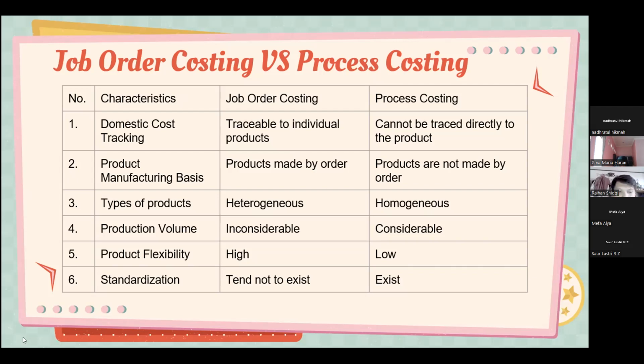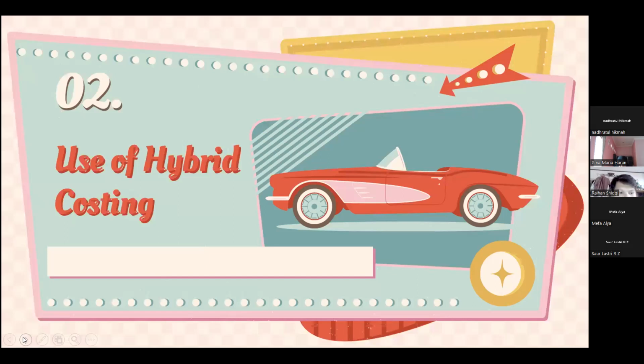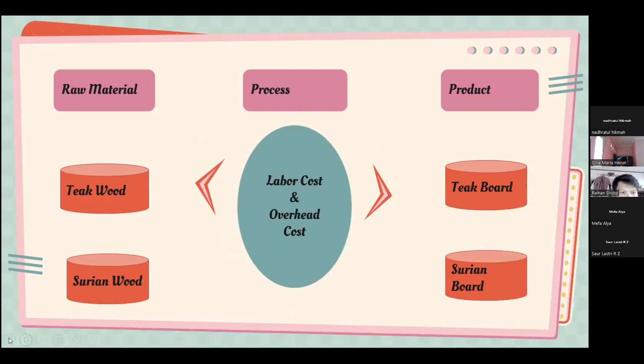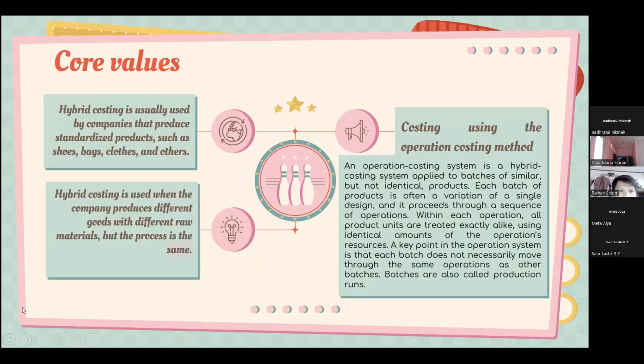Next is the use of hybrid costing. Hybrid costing is usually used by companies that produce standardized products such as shoes, bags, clothes, and others. Hybrid costing is used when the company produces different goods with different raw materials, but the process is the same. The costing uses the operation costing method.